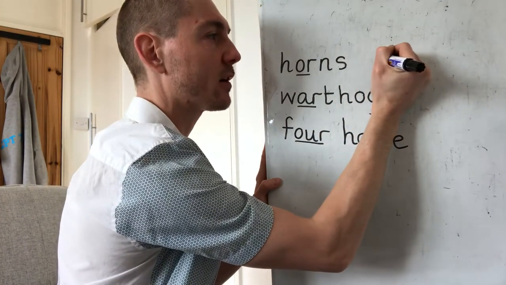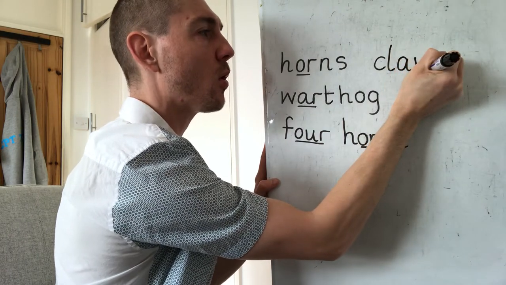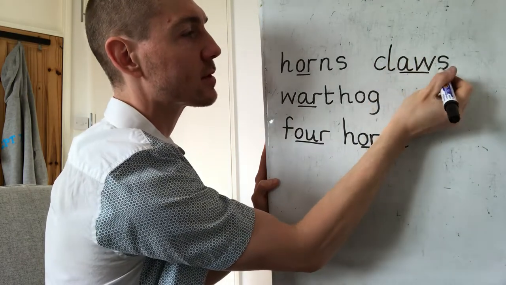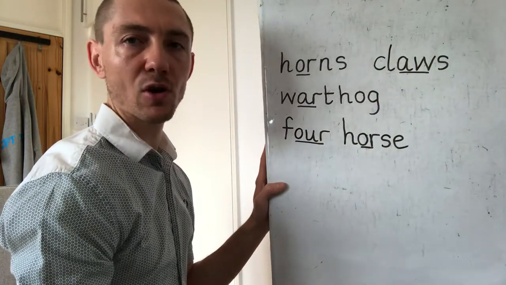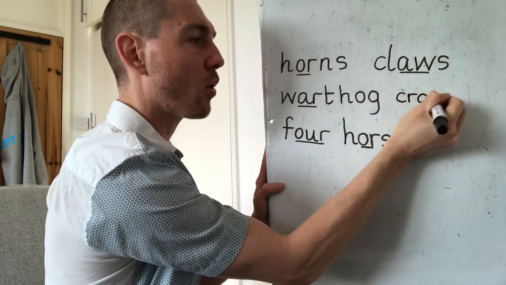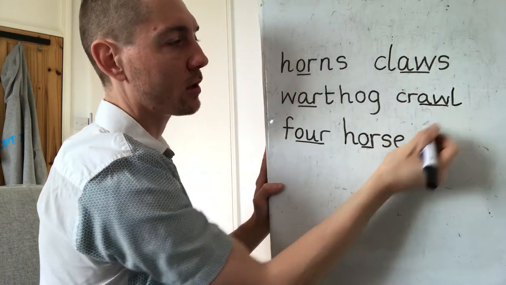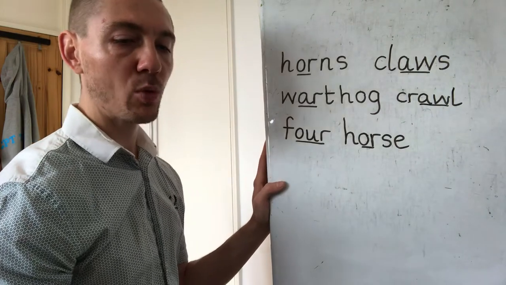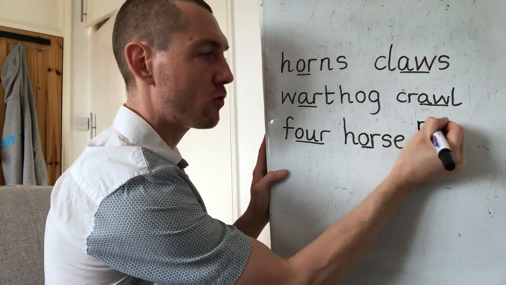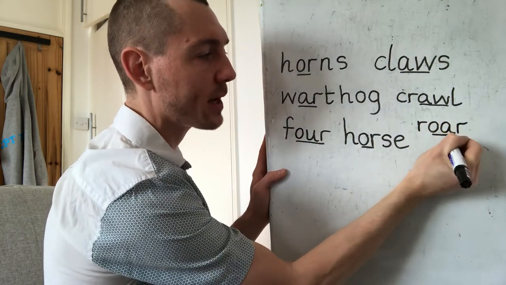I have no claws and I cannot crawl. Claws. We have claws, and I cannot crawl. Same sound spelling. Crawl, crawl. You will not hear me roar. O-A-R spelling for roar.